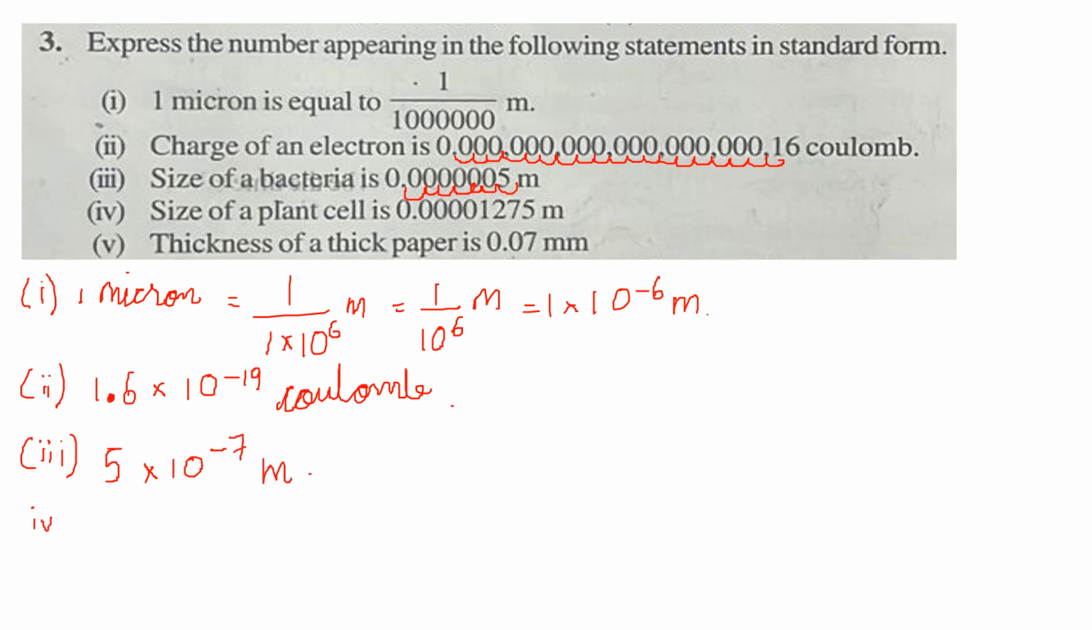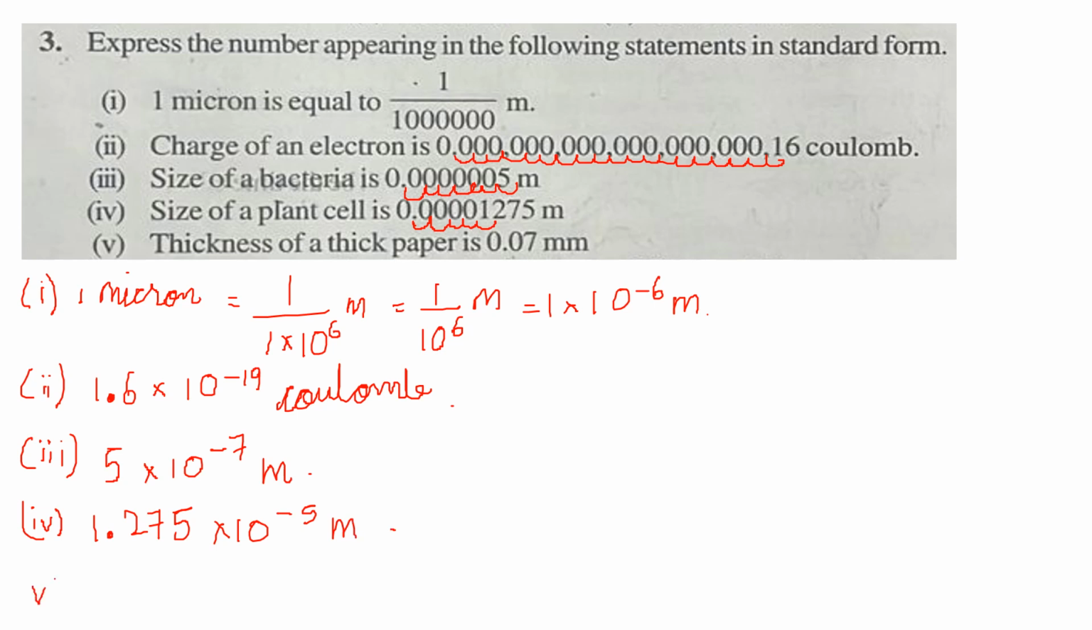And the fourth problem given to us is, size of a plant is this. So again you can write that as 1.275 into 10 to the power. So let's count how many places the decimal has traveled. 1, 2, 3, 4, 5 places. So 10 to the power minus 5 meter.